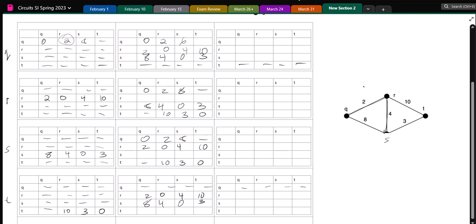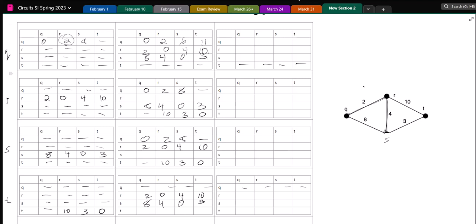Okay, to T, we can go through either R or S. To get to R costs 2, and from R to T is 10, so that would be 12. S to T is 3. To get to S is 8. 8 plus 3 is 11. 11 is smaller. Okay. Now we'll go to R.